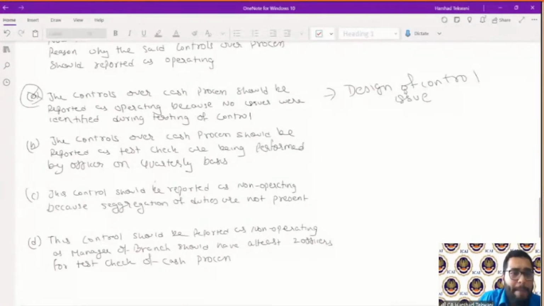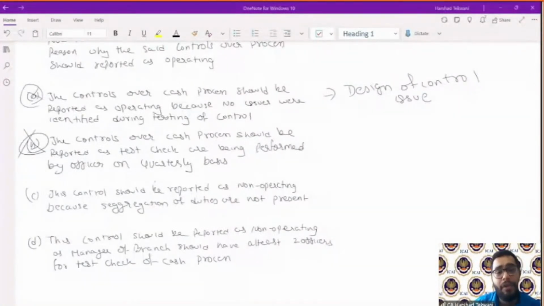So this is not correct. B, again, the test check on a quarterly basis, is not correct. It should be reviewed on a periodic basis or on a daily basis. The work performed by a particular cashier should be reviewed by at least a responsible officer. Usually there is a control that the counterfoil of the cash receipt should be signed by an officer in the cash department in addition to the cash receiver. There should be two persons verifying the cash slip. Here it is not the case, and hence this will also not be correct.